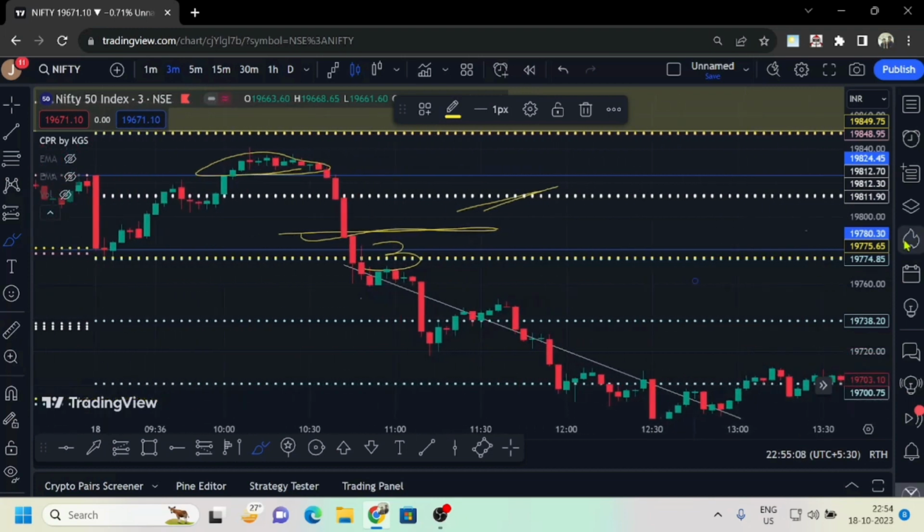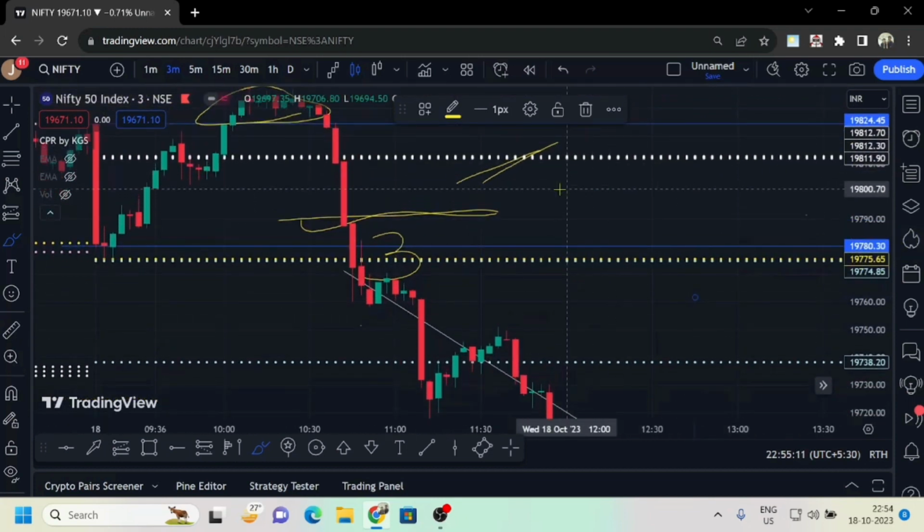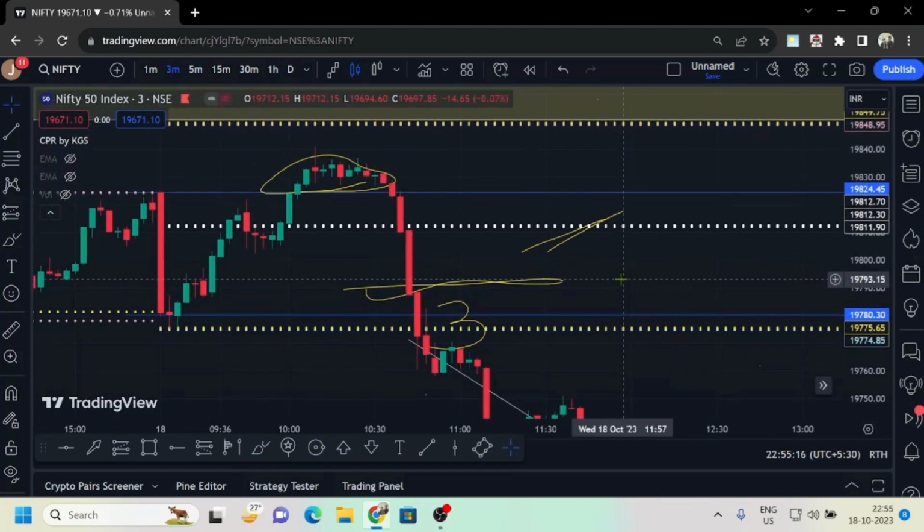Again, practice a lot. In each and every chart, go and work out continuously, gain confidence and become a profitable and successful trader.